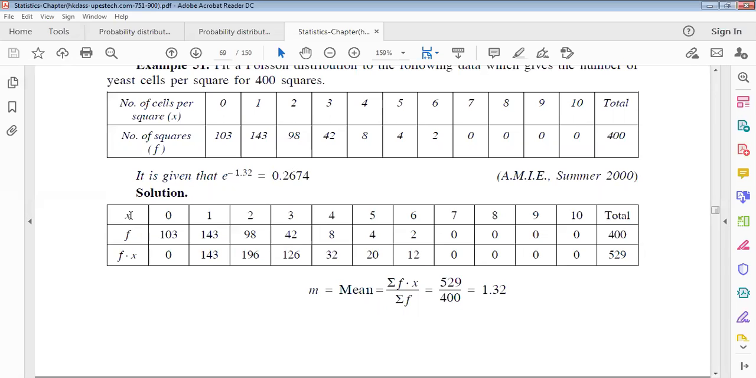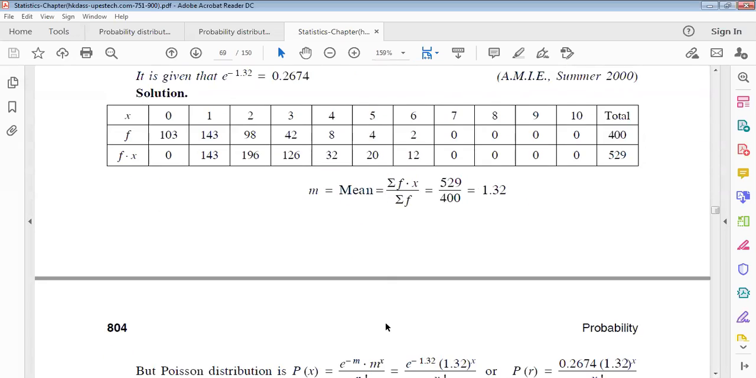Now the solution: the x values, the serial number, the frequency f given as 400, and f into x. That means the multiplication will be this. The mean m equals summation fx divided by summation f, right? If we take this sum, we get 529. So summation fx is 529, divided by 400 gives the mean m equals 1.32.